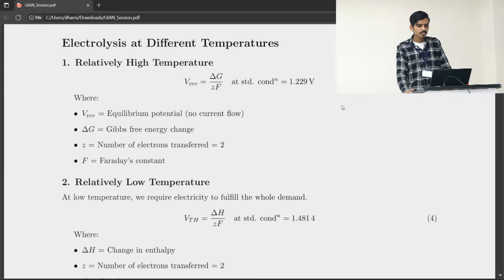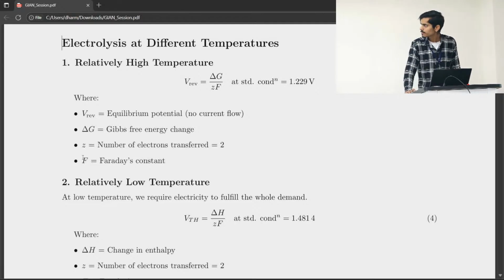We have this equation, V reversible is equal to delta G by ZF. At standard condition this value is equal to 1.229 volt. Here V reversible is the equilibrium potential. At equilibrium potential no current flows inside the electrolyzer. Here delta G gives the free energy change, and Z is the number of electrons transferred during that reaction, which is equal to 2. In between, if you have questions on any equation or value, just raise your hand. We'll go slowly.